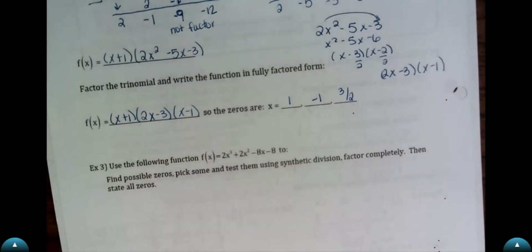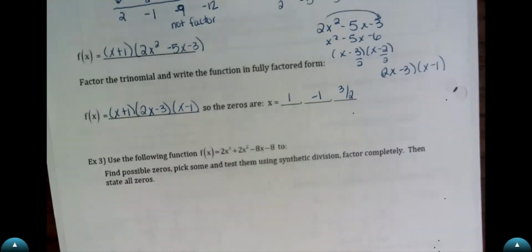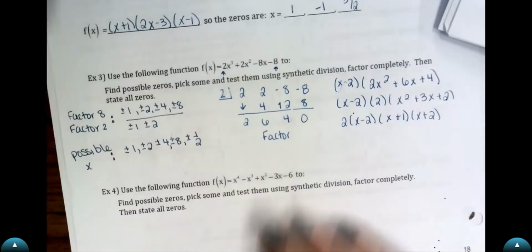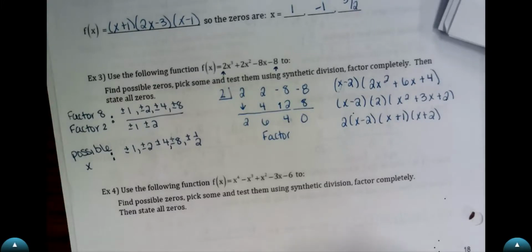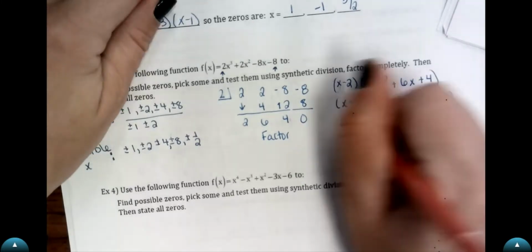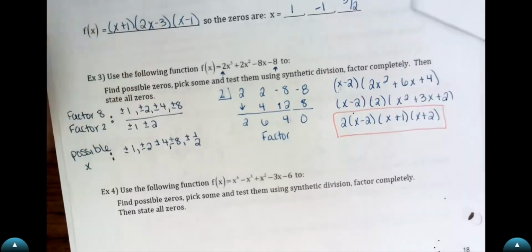So what I would like you to do is try examples 3 and 4, and then I will put up some answers for you to look at. Okay, here is one set of work that you could do for example 3. And your final factored form would look like this, and you could have those in any order.